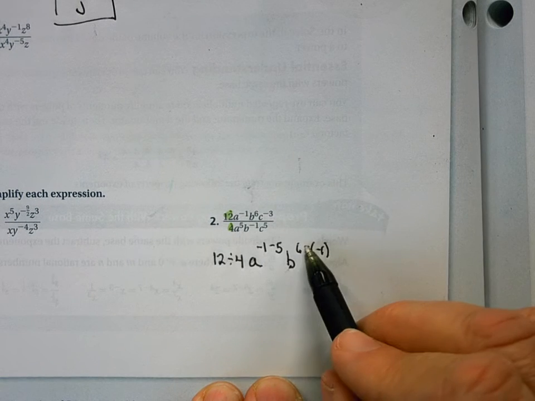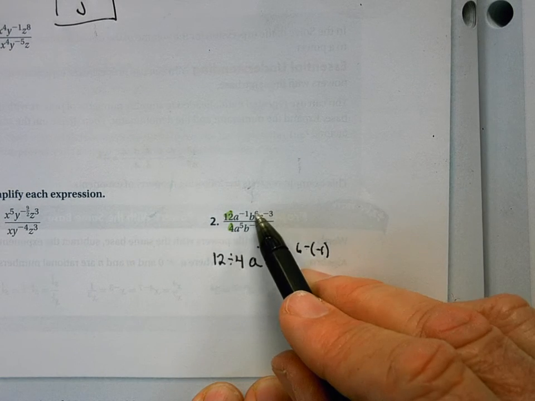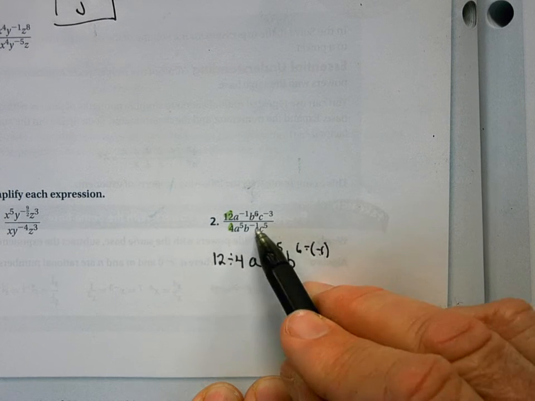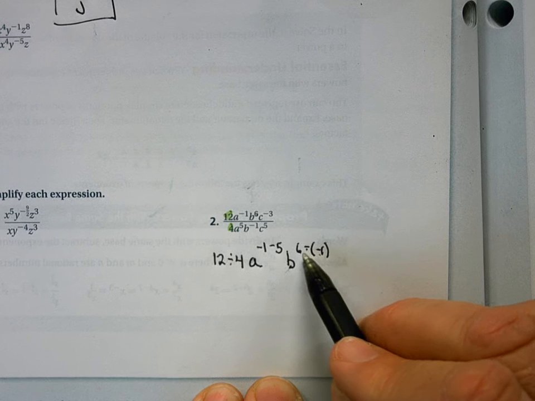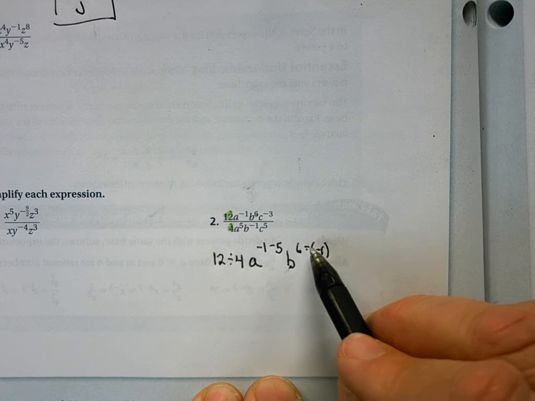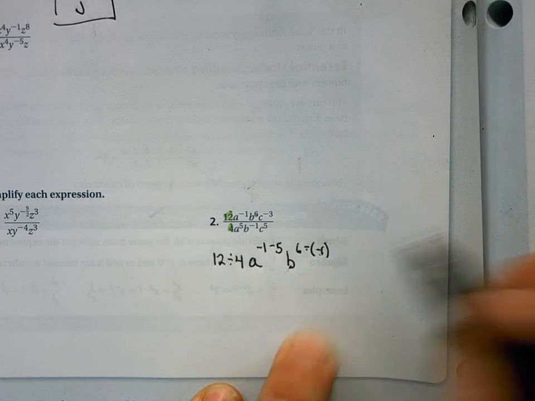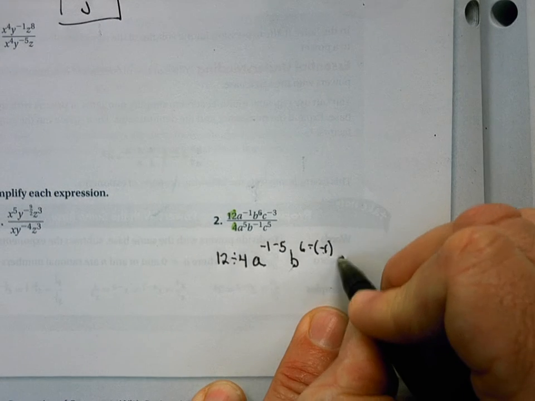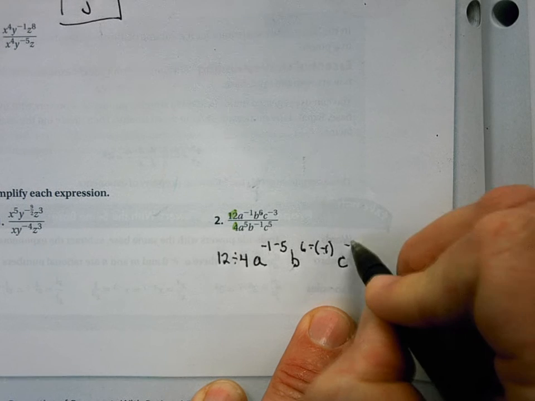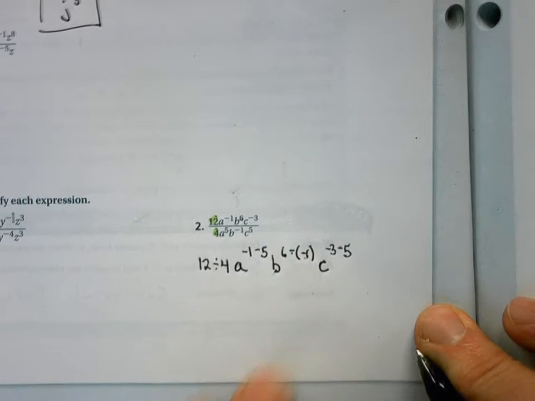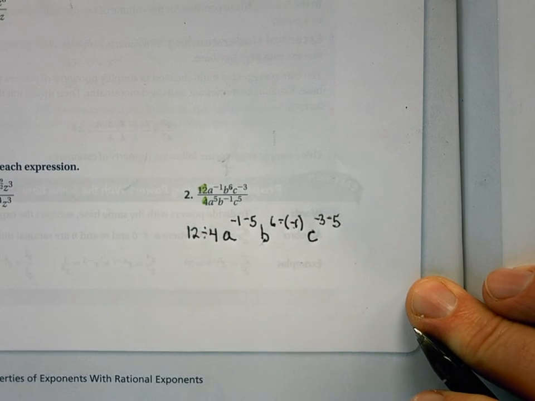Okay? It's always the top exponent, then you put the minus sign, and then you put the bottom exponent. A lot of students in the B, they make the mistake, they write 6 minus 1. It's 6 minus negative 1. Very big difference between the two. And then for the C's, I'm going to go negative 3 minus 5.